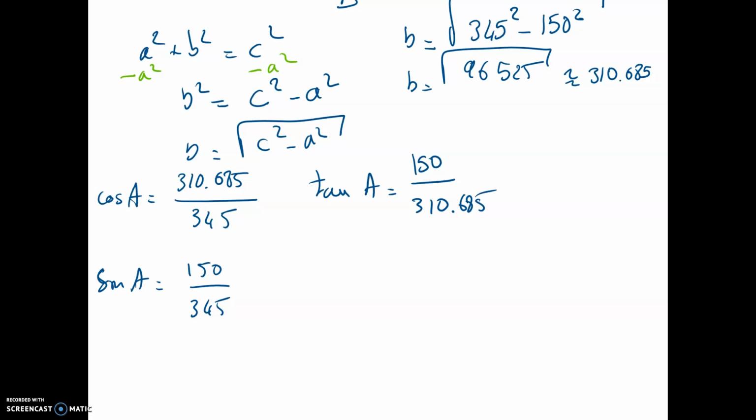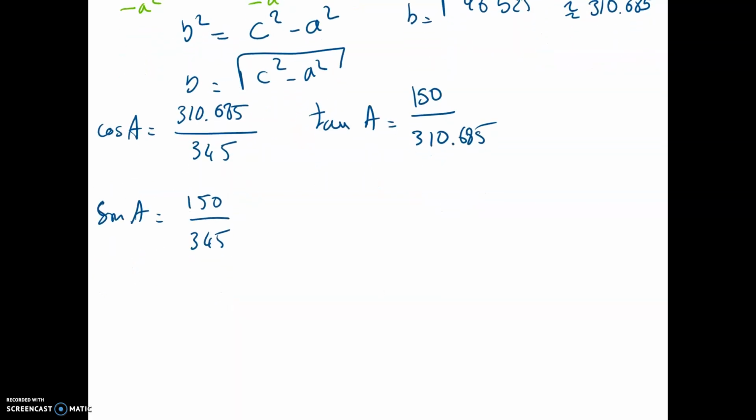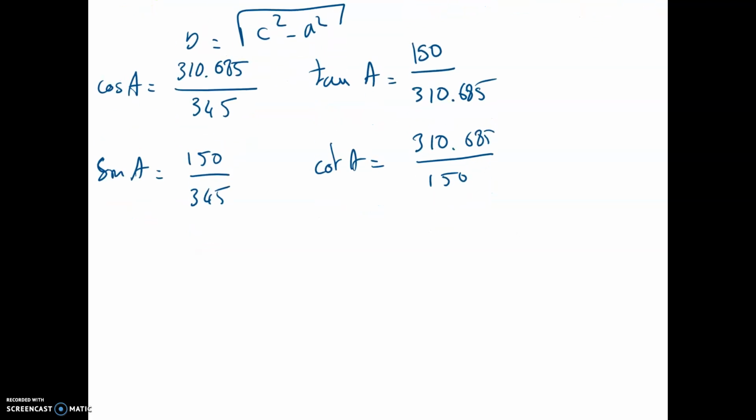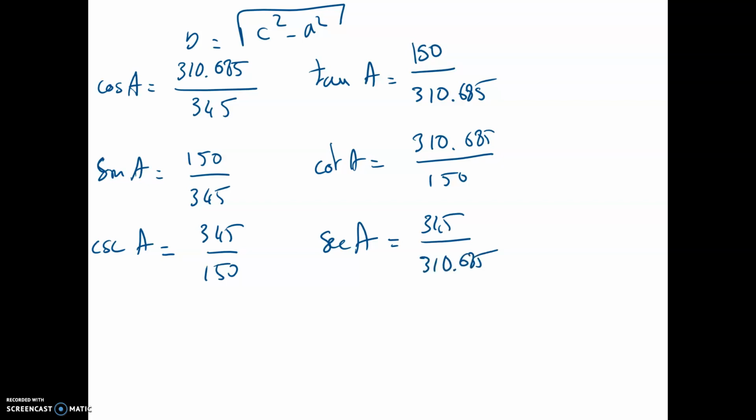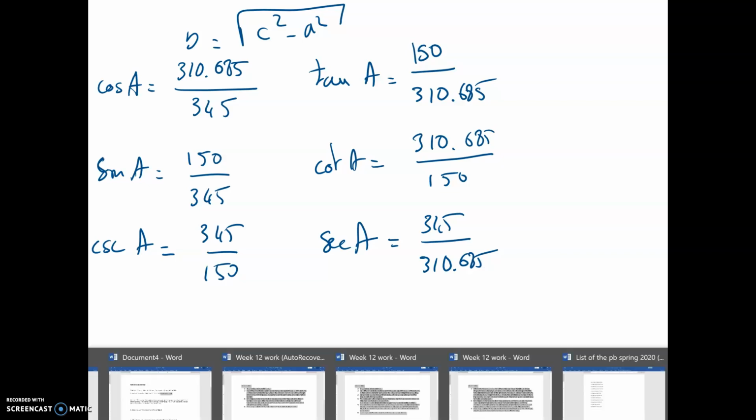0.685, if I want to increase the number of digits after the period. Cotangent of the angle A is going to be the inverse of what I wrote right there. Cosec of the angle A is going to be the inverse of sinus, so 345 divided by 150. And the sec of the angle theta, which is A, is going to be 345 divided by 310.685.